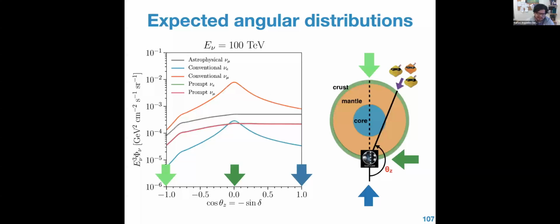Well, here in the figure on the left, I show you the angular distribution of different components of neutrinos as a function of direction for a given energy. So you can see that the astrophysical component, here shown in black, is kind of flat, it goes down at the upward directions, but it's kind of flattish. Whereas there are two backgrounds which are spiky at cos theta equals 0, and there's another background which is this prompt, which is charm-produced neutrinos, which is also flattish.